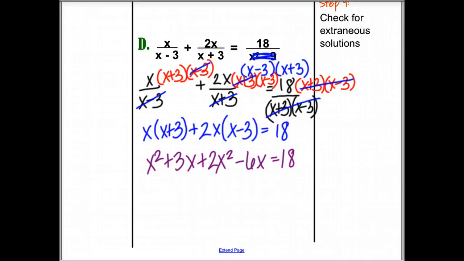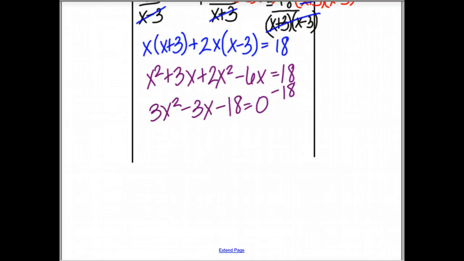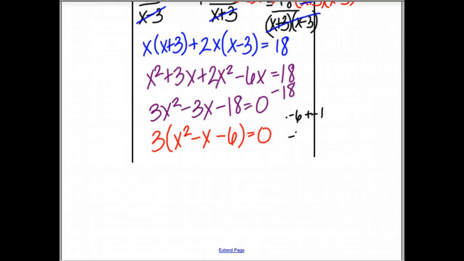So then I can combine my like terms, and when I combine my like terms, I get 3x squared minus 3x, and then I'm going to bring my 18 over here, so minus 18, and that's equal to 0. Then I see that I have a common factor. So I'm going to factor that 3 out, leaving me with x squared minus x minus 6 equal to 0. That means I need two numbers that multiply to negative 6 and add to negative 1, which means I have negative 3 and positive 2. So I can factor this.